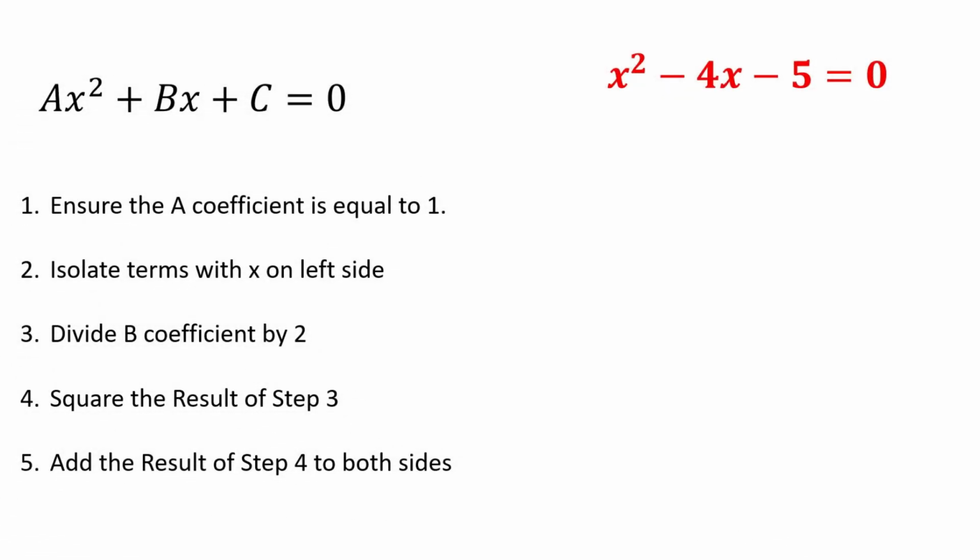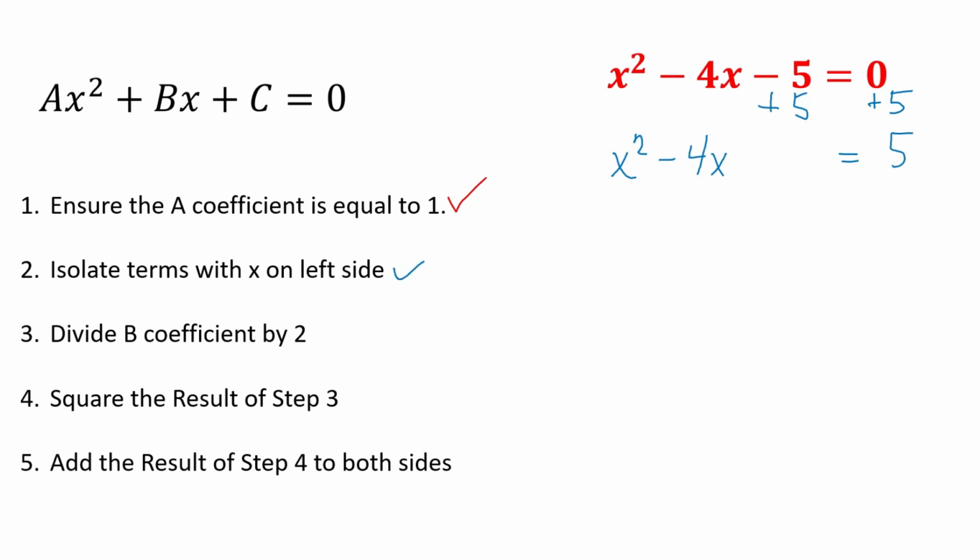So the equation we're going to do is x squared minus 4x minus 5 equals 0. The a coefficient is equal to 1, so that step is done. The next step is to get the x terms on the left side. Add 5 to both sides. When we do that, we are left with x squared minus 4x on the left side, and we'll leave a space, equal to 5 on that side.